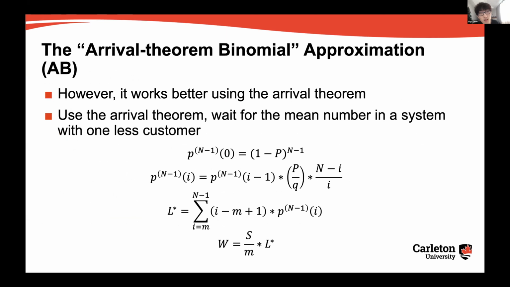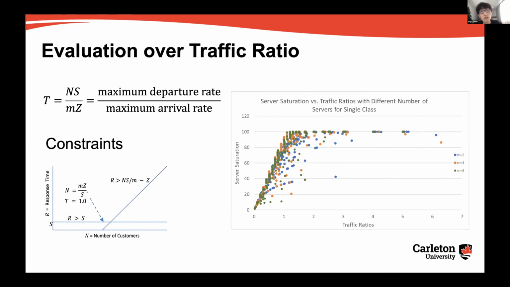However, the results are not ideal. We found the binomial actually works better with the arrival theorem. So we modified the binomial approximation to have this AB approximation. The P_i equation now fits the n-1 customer system, and we are using L instead of departure rate for the waiting time. We have a new concept here, the traffic ratio.